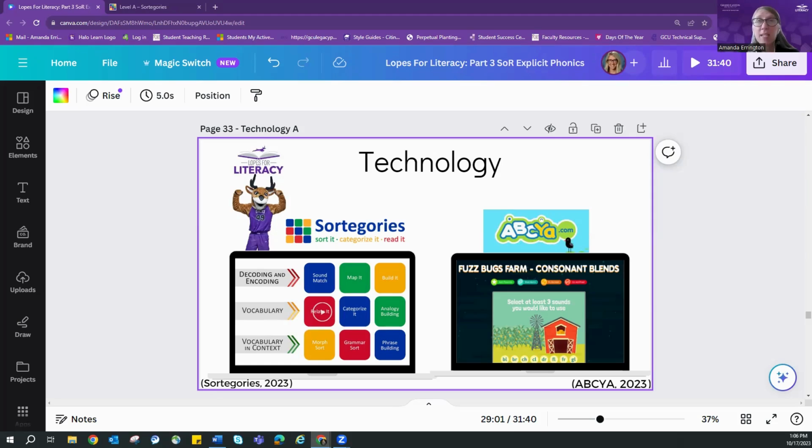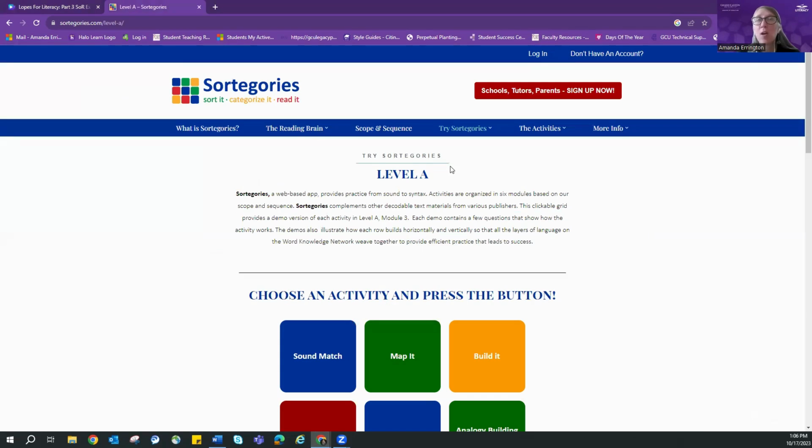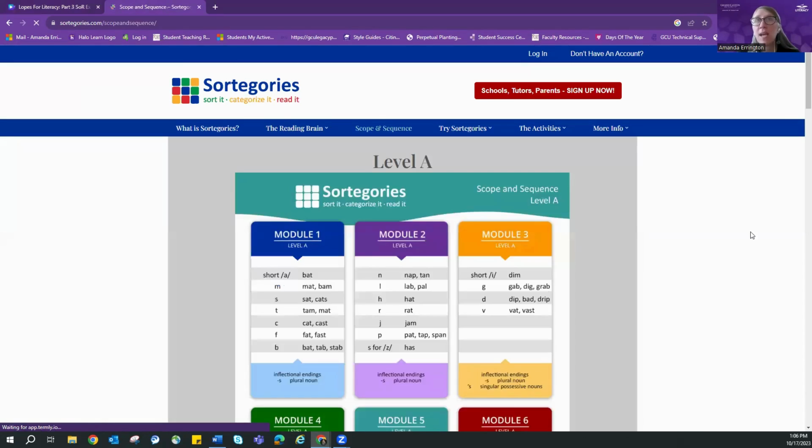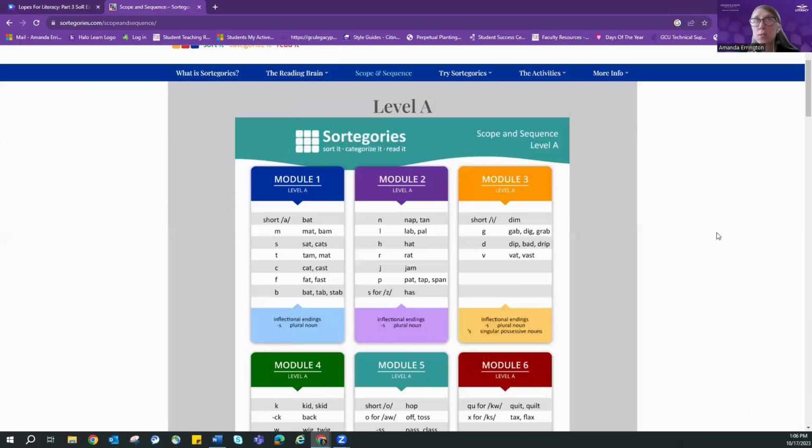My first option is going to be Sortagories, which is a web-based practice tool, and it's used to support decoding, encoding, and vocabulary. What I think makes Sortagories aligned to the science of reading is its focus on how the brain learns to read, as well as the scope and sequence to their activities and the corrective feedback that it provides. So looking at their webpage here, you can see a focus on the reading brain. You can see a scope and sequence to their modules.